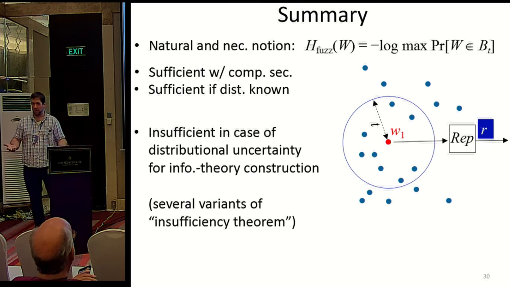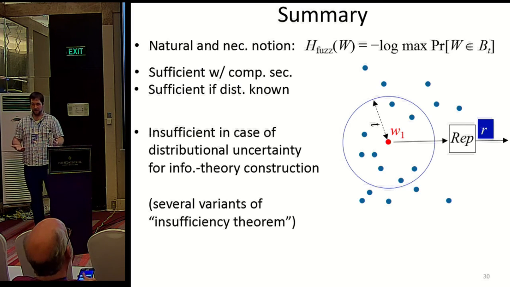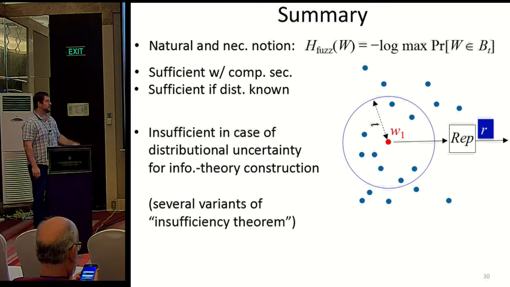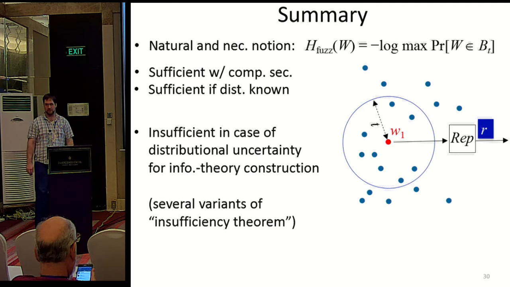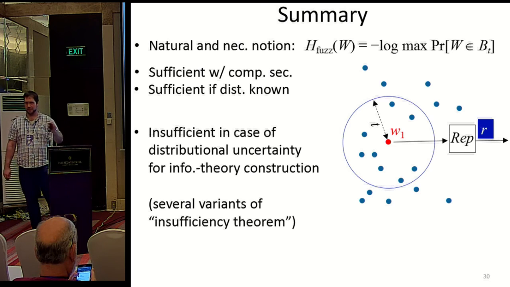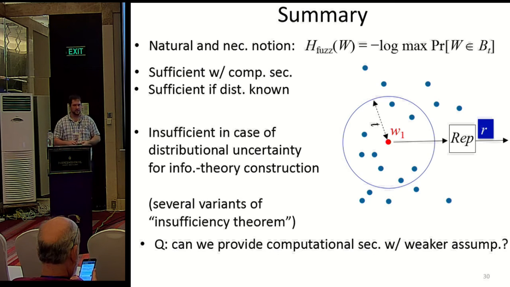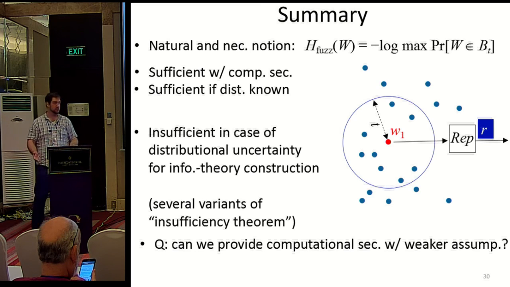And this is in contrast to the randomness extractor setting, where you don't have to know the distribution and you're still able to do the task of key derivation. And this is a big difference between the two settings. We have several variants of this insufficiency setting, both for secure sketches and fuzzy extractors. And the question that I'll leave with is, it seems like this is guiding us that computational security is the right thing for fuzzy extractors.